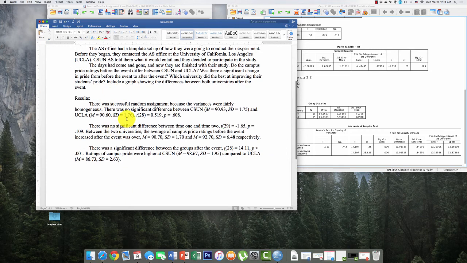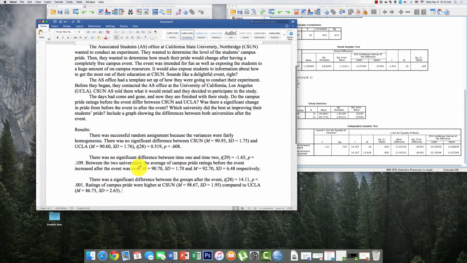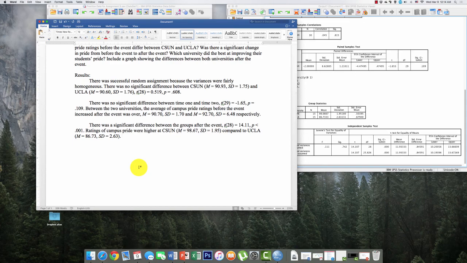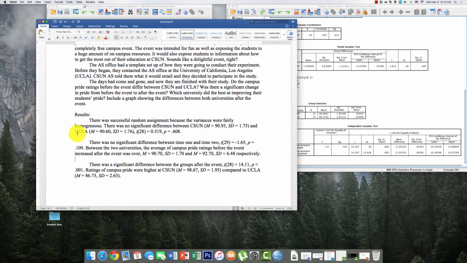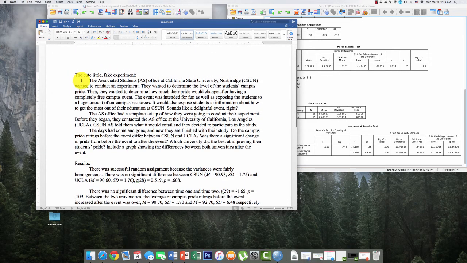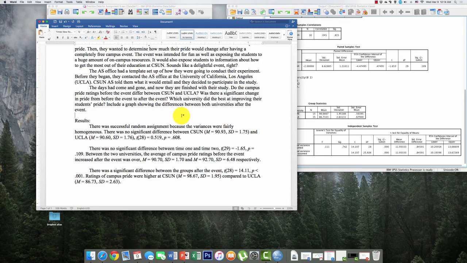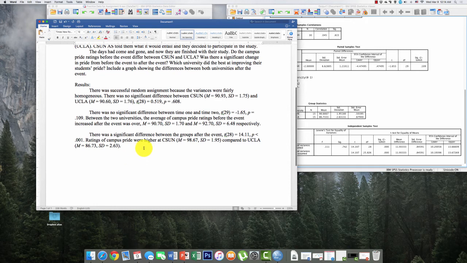You're going to see that the means are way different. For UCLA, before the event, the mean was 90.60, and after the event, the mean is 86.73. So that must mean UCLA sucks. Just kidding. In this example, it would mean that maybe UCLA didn't do a good job at having this event, or they didn't provide information that would help the students utilize the resources on campus, etc.